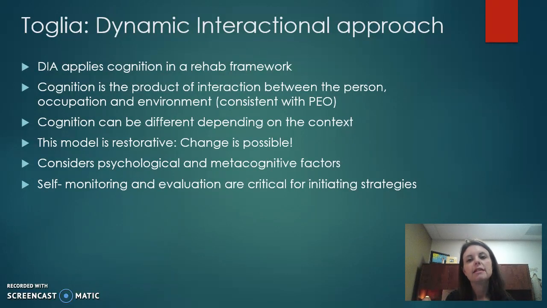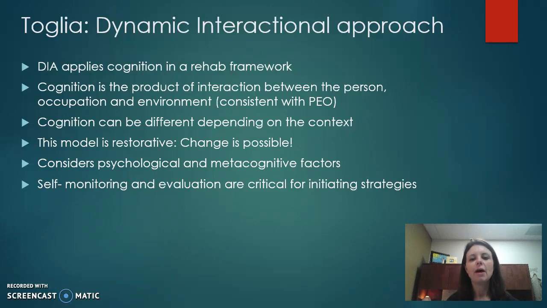Now, Toglia is a different approach. Toglia looks at a more dynamic approach to thinking about cognition. So this is a very top-down approach, and it's thinking about someone's overall cognitive ability as it relates to the interaction between the person, the environment, and the occupation. What does that sound like? So it does very much coincide with that PEO framework when you think about the dynamic interaction to create occupational performance. But this is specific to cognitive ability.